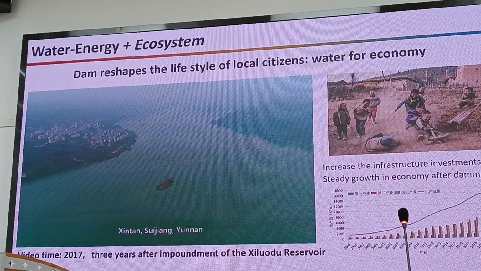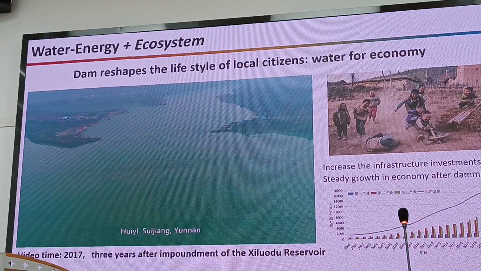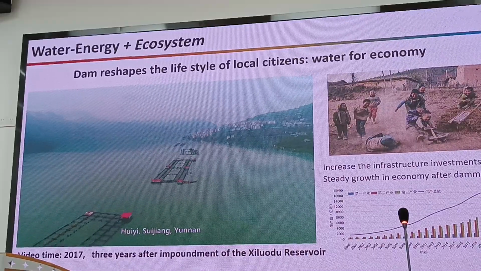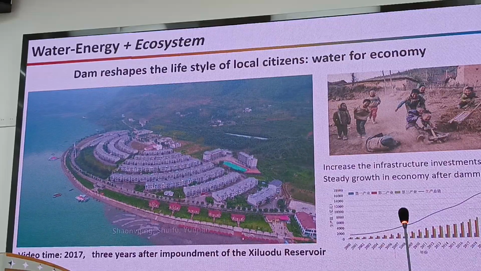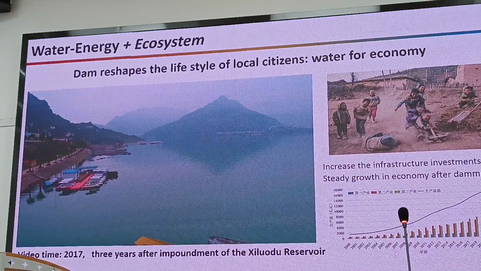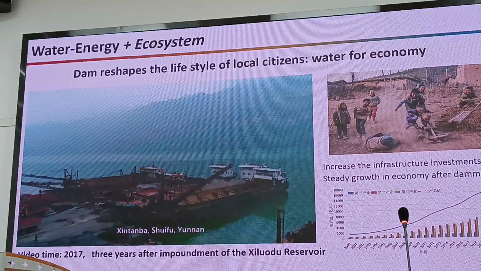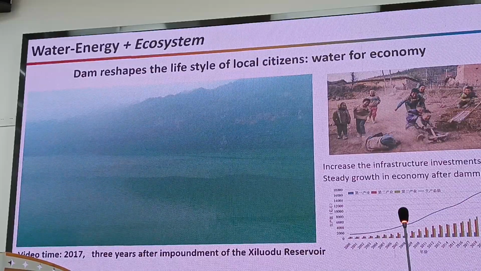What's the economy of the country? Yes, the economy grew after the dam and reservoir. What about the downstream, the coastal area? You mean Shanghai? Yeah. Fisheries. Question right here. This is 2017.